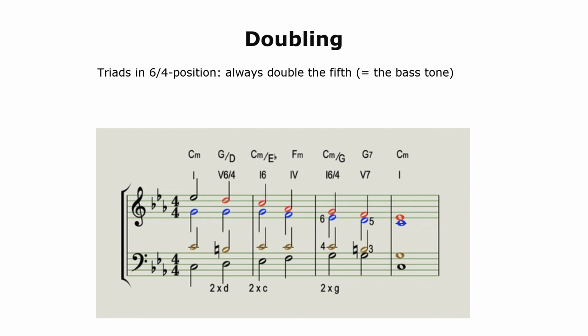Triads in 6/4 position often have a passing function or carry suspensions. In both cases, you have to double the bass tone, which is the fifth of the chord. The second chord in this example is just a simple bridge between the two C chords, and the construction has a nice bass line.